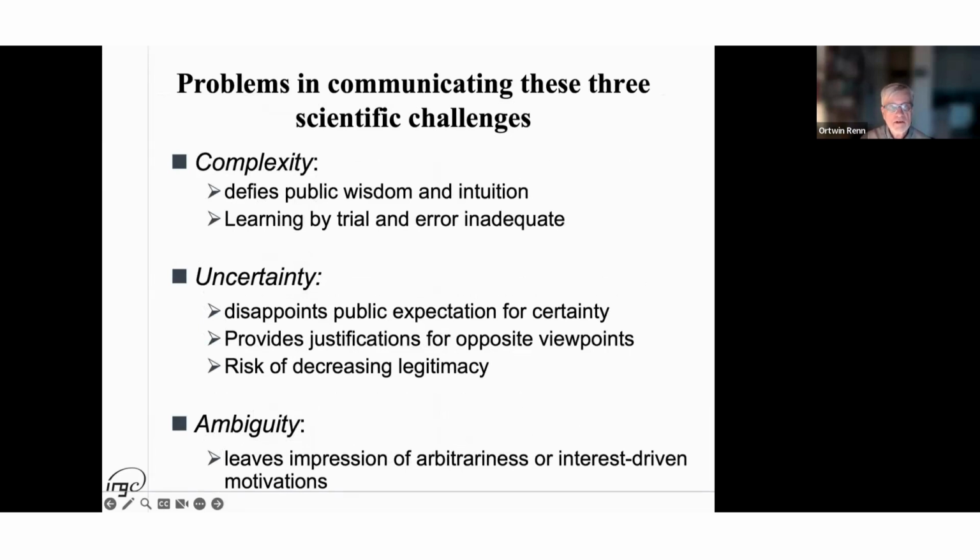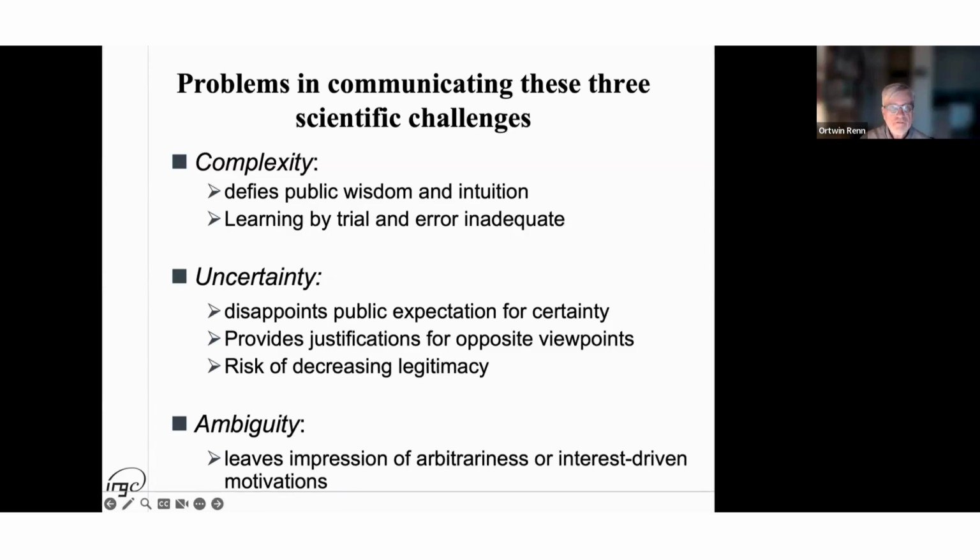Normally we think linearly. We think everything that's close by, or close in terms of time or location, is most likely to be a cause. In complex systems, that's not the case. And learning by trial and error may be totally inadequate, because we very often have tipping points and we get very positive feedback until it's too late. We have uncertainty that disappoints public expectation for certainty.